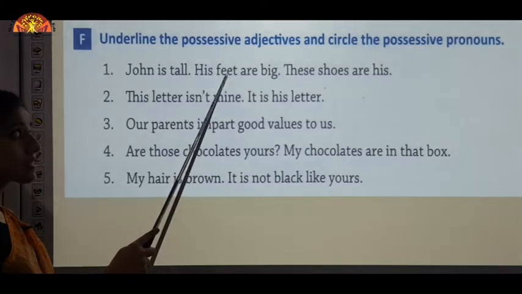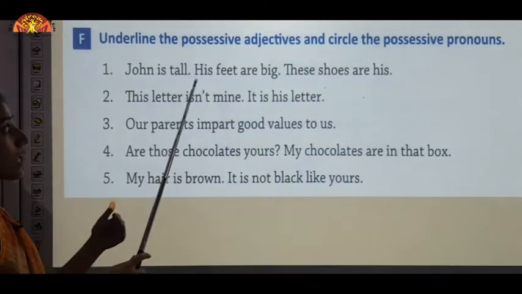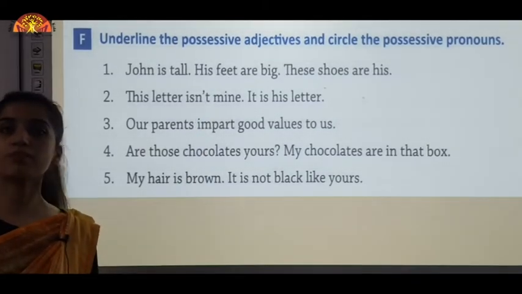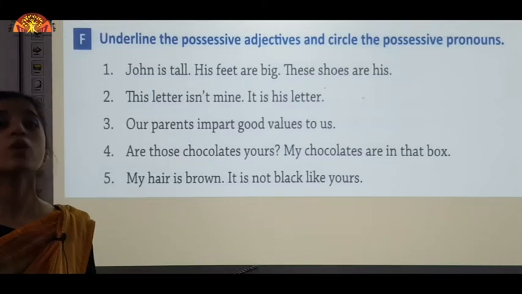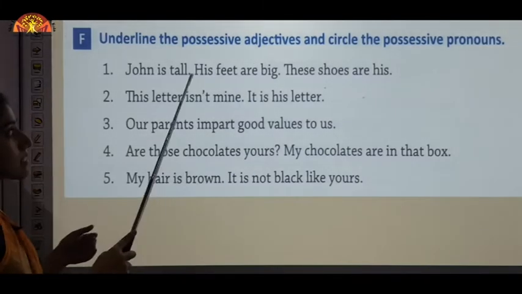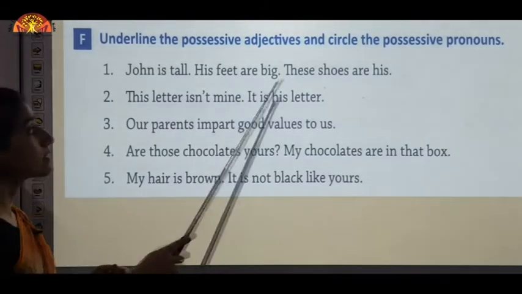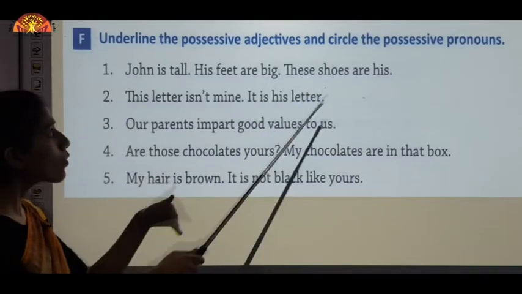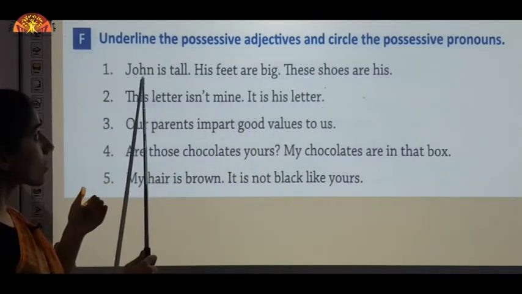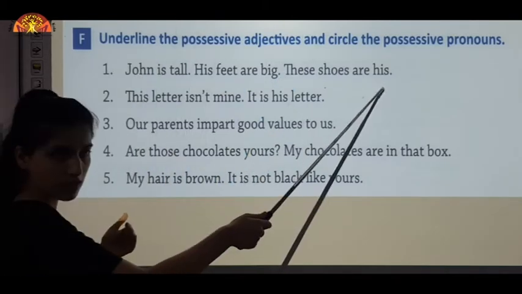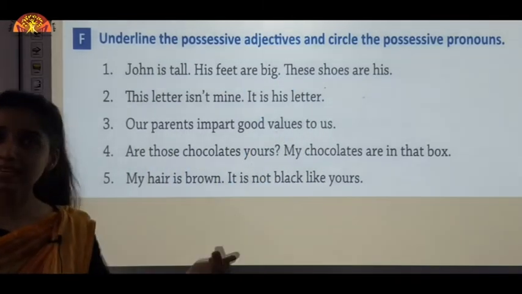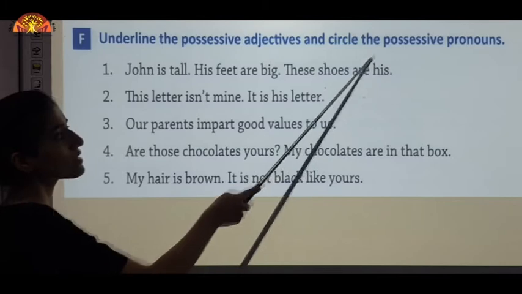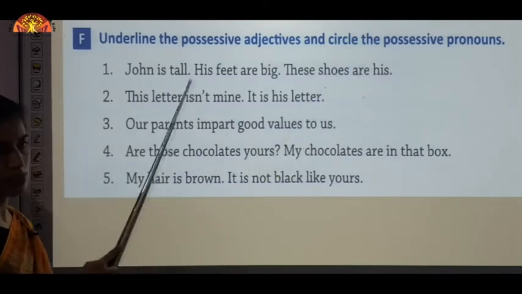So his feet, here you can see feet is a noun and his is coming before the noun. So the word that comes before a noun is a possessive adjective, that is, his here is an adjective. And these shoes are his, that is, I can say these shoes are whose? John's. So I am replacing the word John, that is a noun, over here. So this is a possessive pronoun. So you will circle this one and you will underline the other.